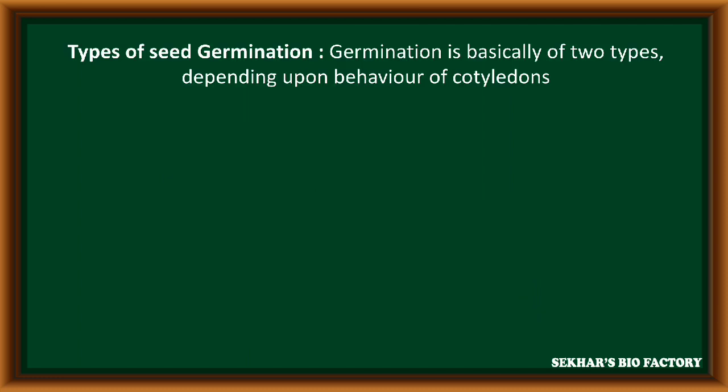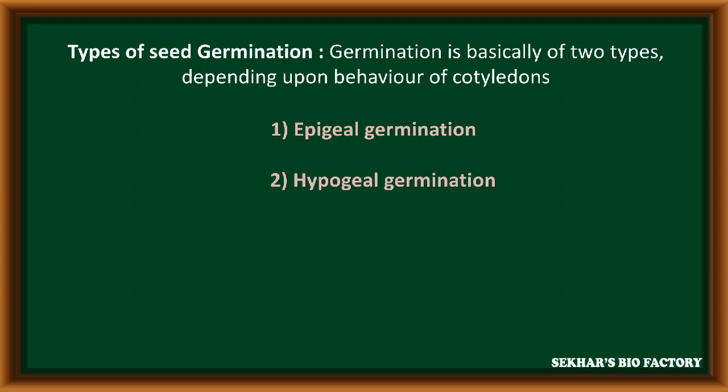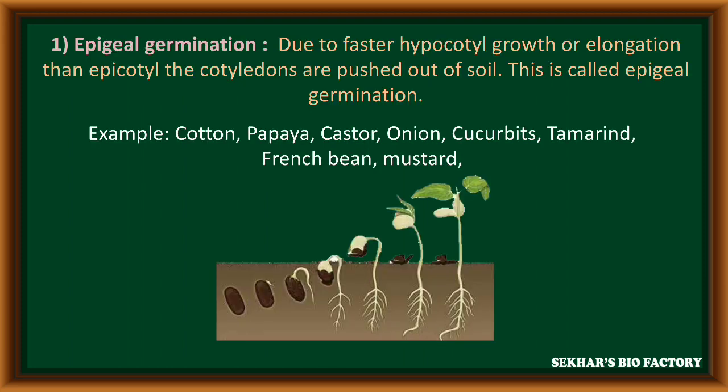Based on the nature of seed germination and behavior of cotyledons during seed germination, this germination process is of 2 types. The first type is epigeal germination and the second type is hypogeal germination. In epigeal germination, due to faster hypocotyl growth and elongation than epicotyl, it pushes the cotyledons to the outside of the soil. Such type of germination is called epigeal germination. Examples are cotton, papaya, castor, onion, cucurbits, tamarind, French bean and mustard.